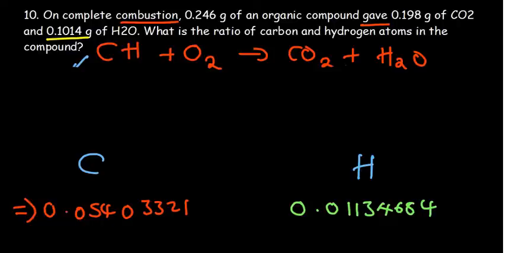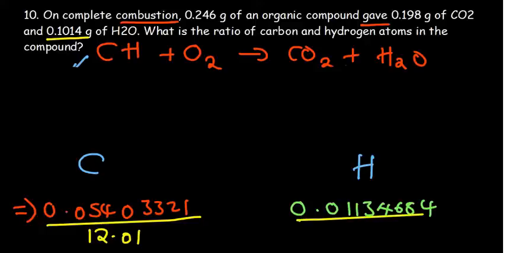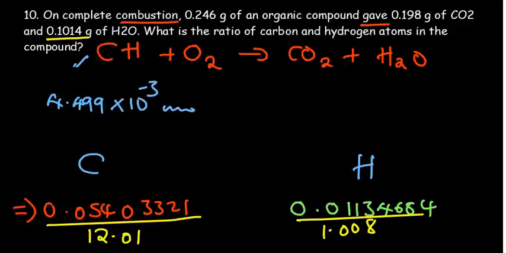So at this point we are supposed to divide by their molar masses. So that is 12.01. Hydrogen, it's 1.008. So I'll begin with the carbon. So the number of moles that I'm getting for my carbon, I'll take about 6 significant figures. So I have 4.499. I think 4 are enough, times 10 to the power negative 3. So those are the number of moles.